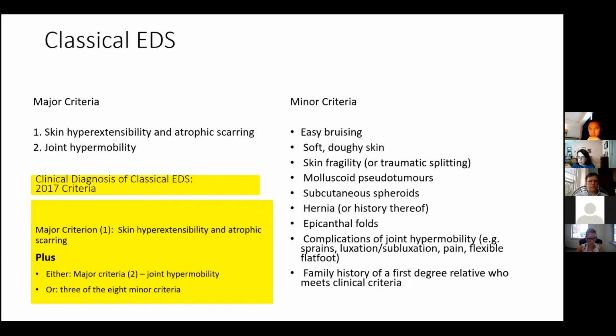Molluscoid pseudotumors, these are the lesions that you saw in the knees of that gentleman in the earlier slide. Subcutaneous spheroids are kind of under the skin. They almost feel like a little piece of gravel underneath the skin. Hernia or a history of hernia, epicanthal folds, complications of joint hypermobility, or a family history of a first-degree relative who meets the clinical criteria.